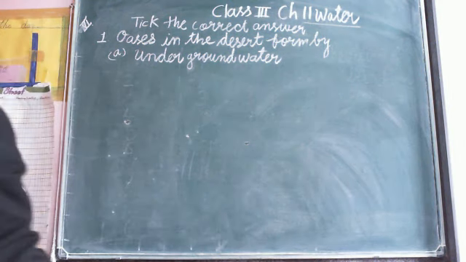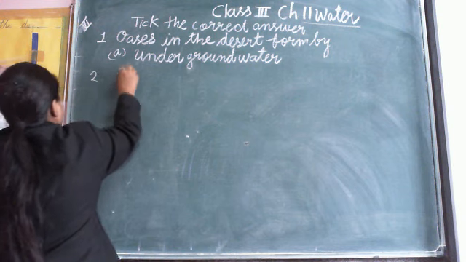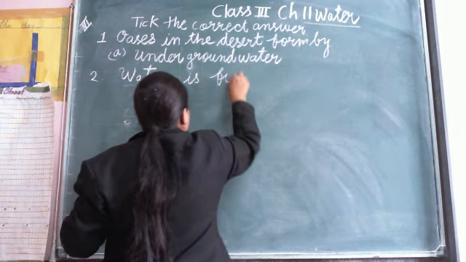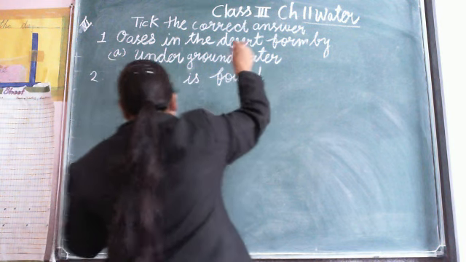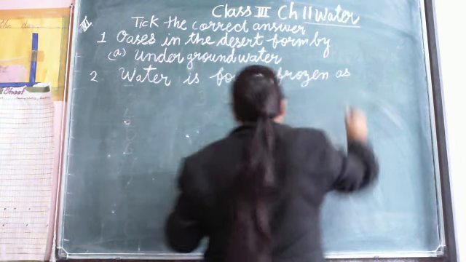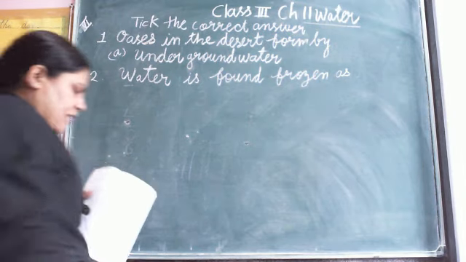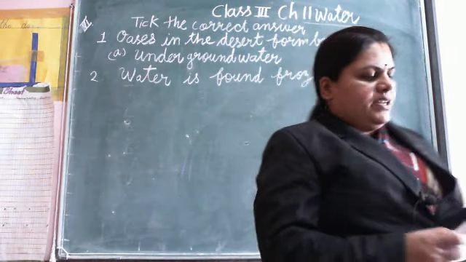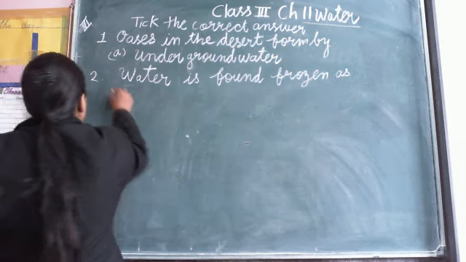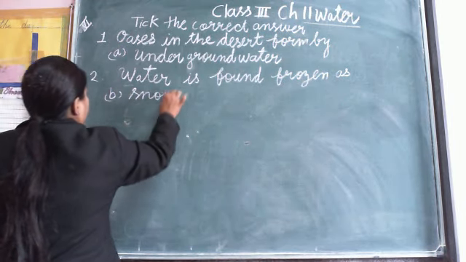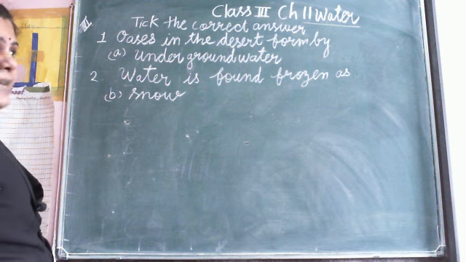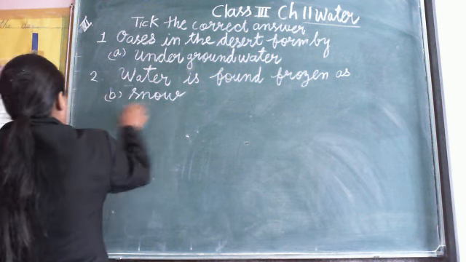Okay, now let's see what is number 2. Water is found frozen as water vapor, snow, rain or clouds. There are 4 options. Option number A, water vapor, number B, snow, number C, rain and number D, clouds. So, number B, snow is the right one. Snow. Water is found frozen, the water which is found frozen, where is it found? In the high mountain areas. So the right answer is snow.